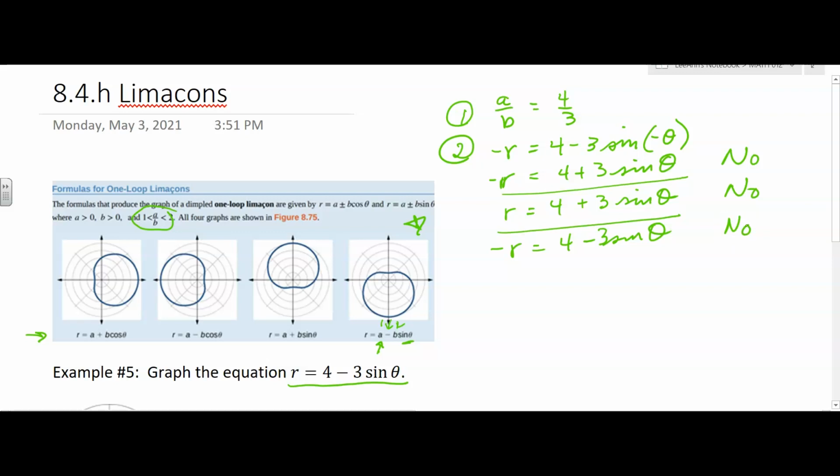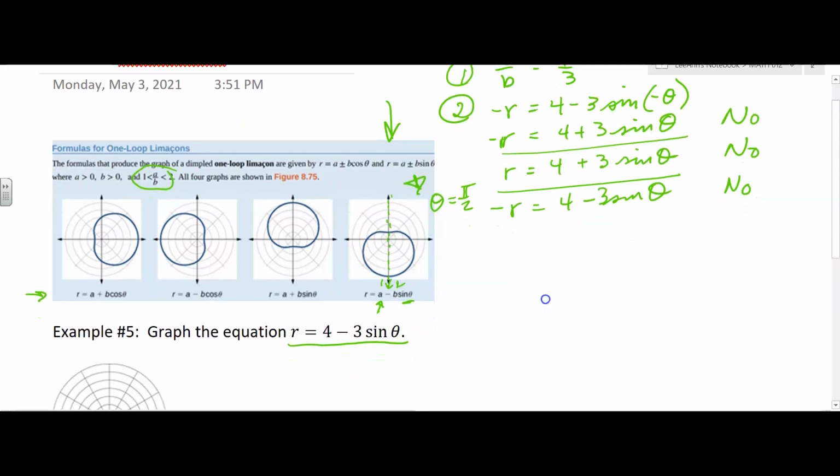Now, you might be saying, oh, there's no symmetry. But look at this graph. It obviously looks symmetric about theta equals pi over 2. If I draw a line here, it looks like I could fold that and the points would match up. So our tests for symmetry are not foolproof. If you get a no, it's not a guarantee it won't be symmetric. If you get a yes, it's going to be symmetric, but a no doesn't mean that it couldn't still be symmetric. Okay, so that's probably a little confusing.